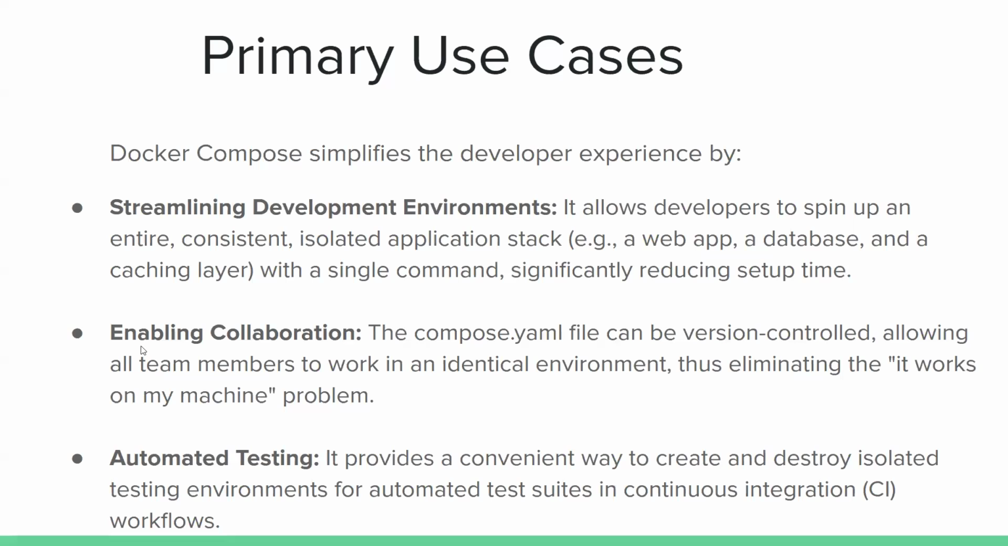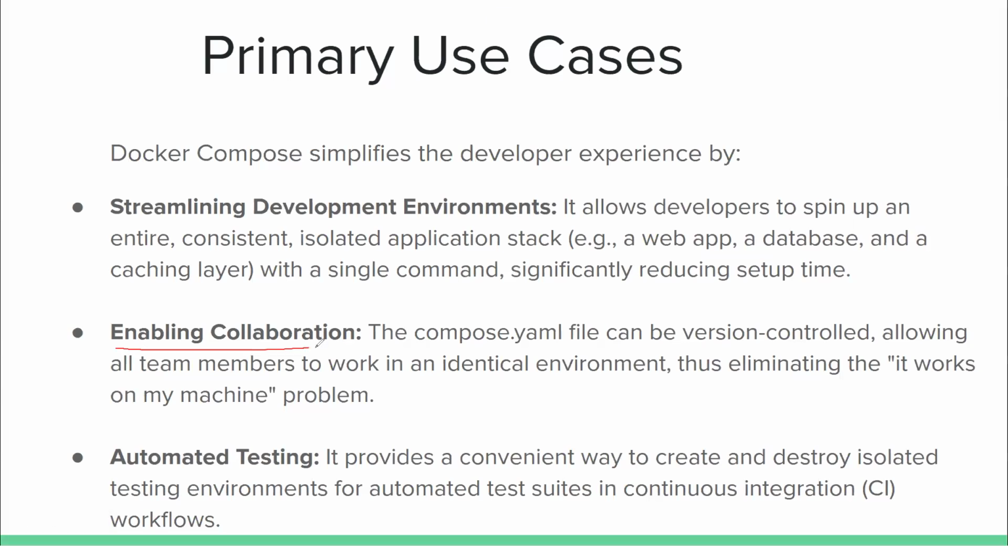And also, as I told you, it will enable the collaboration aspect of development. It will solve the "it works on my machine" problem. If you have the Docker Compose file, you can share that Docker Compose file with the team. Also, since this is a YAML file, you can do version control for this. That means you can push this Docker Compose file to GitHub, and once one person changes that GitHub branch, everyone can use that same updated Docker Compose file.